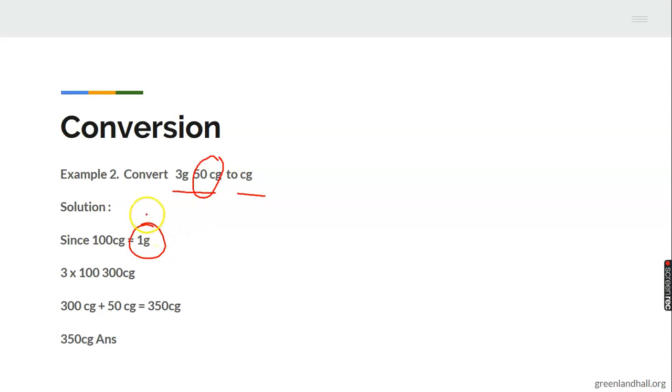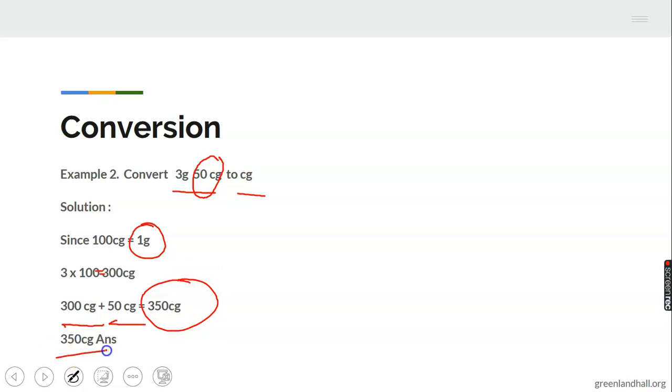That's 100 in 3 places. So 3 times 100 is what? That's 300 centigram. This 50 is already centigram, so we cannot change centigram. So we have 300 centigram plus 50 centigram, and that will give us what? 350 centigram. So that's our final answer.